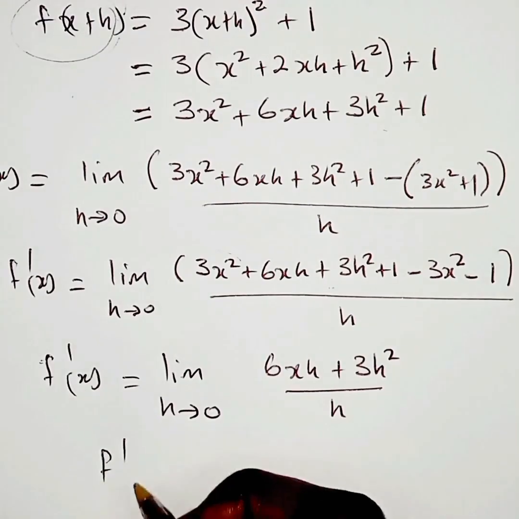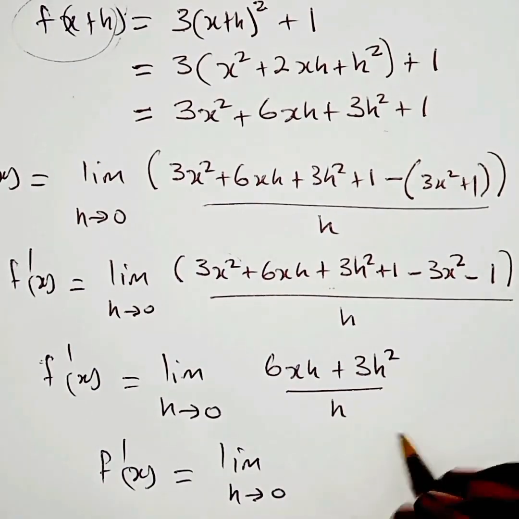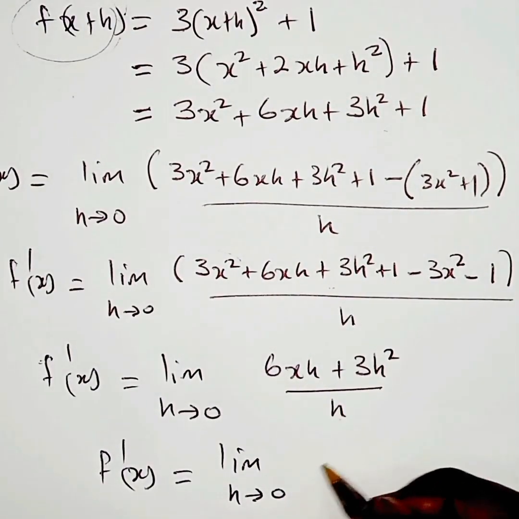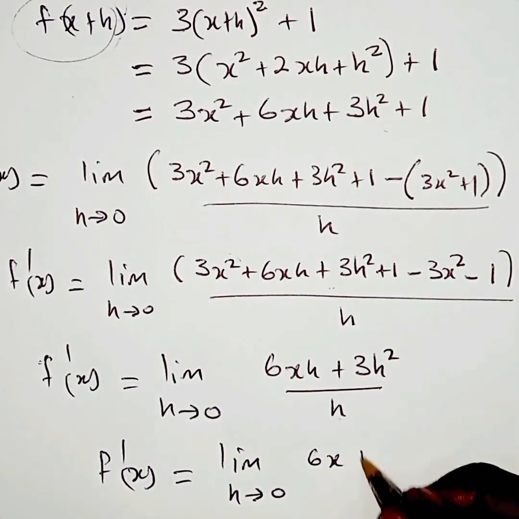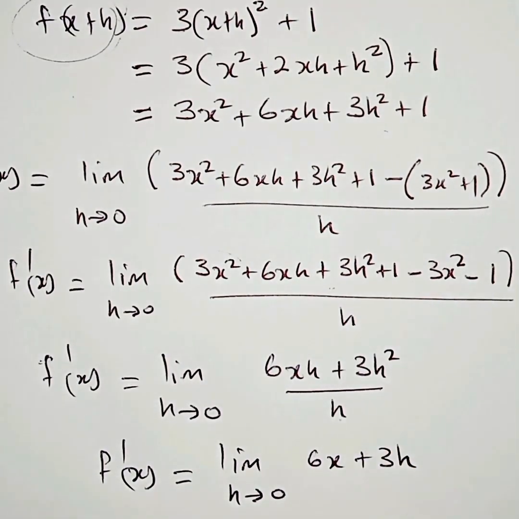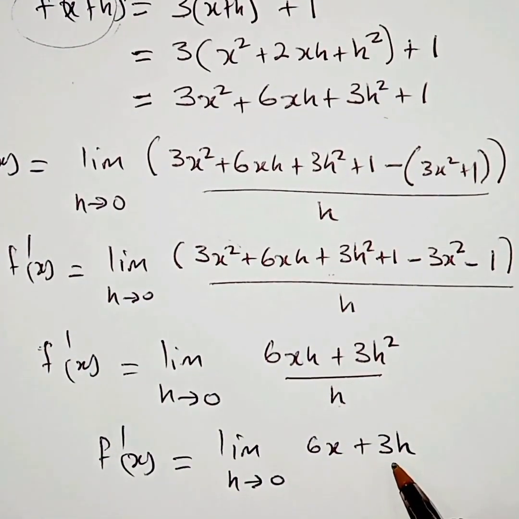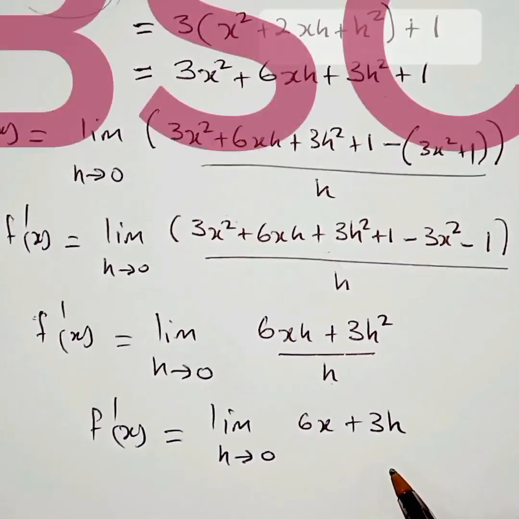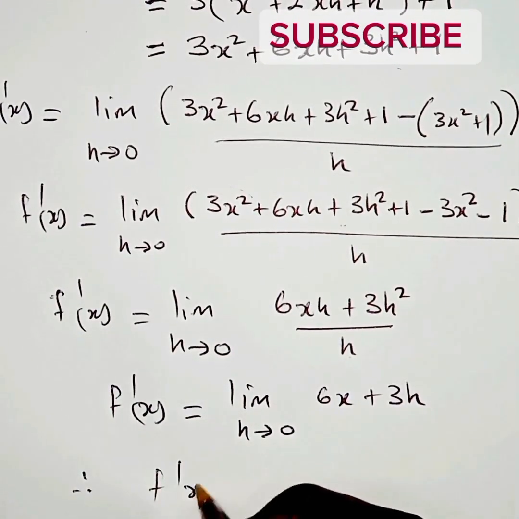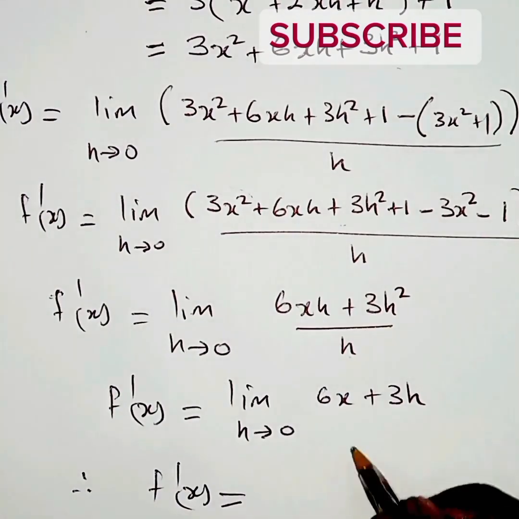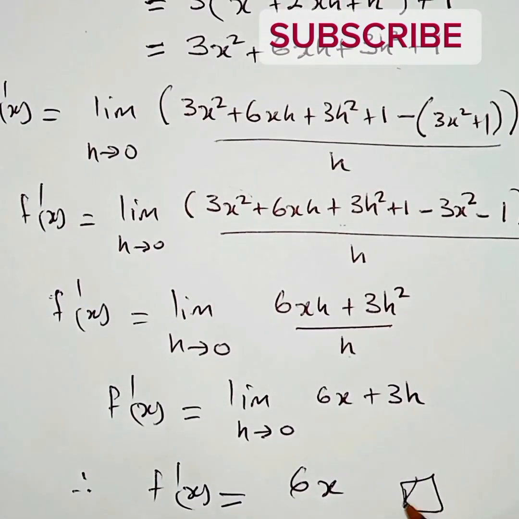So we're going to have f prime x is equal to the limit as h approaches 0. Then you divide by h into that, you are going to get 6x, and h into that, you are going to get 3h. All right, but h is approaching 0, so we are going to get a 0 on this other part. All right, so we are going to say now f prime x is equal to 6x. Okay, then we've come to the end of this session.